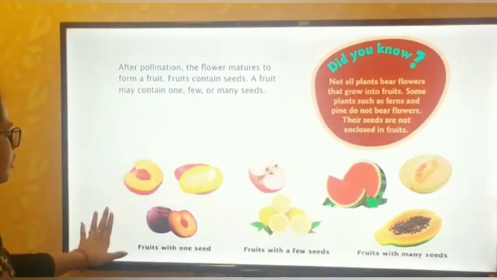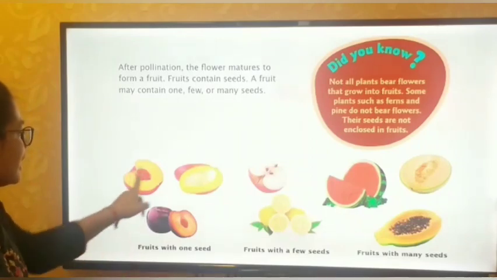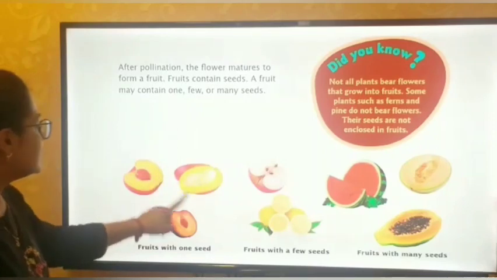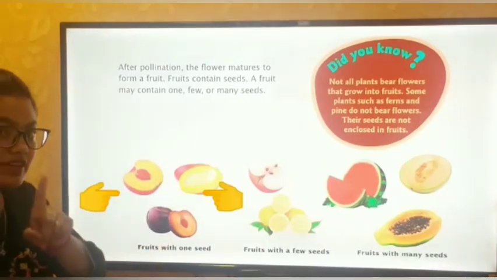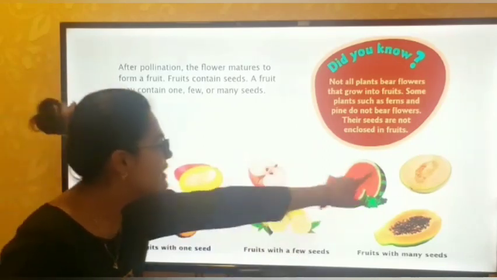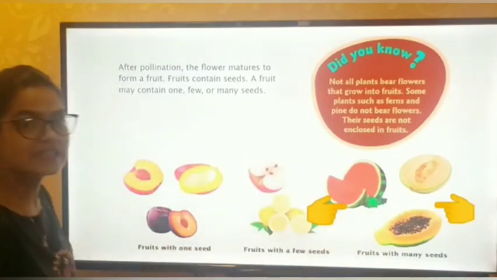Some photos or examples are given here. These are the fruits with only one seed. These are the fruits with few seeds. And these are the fruits with many seeds.